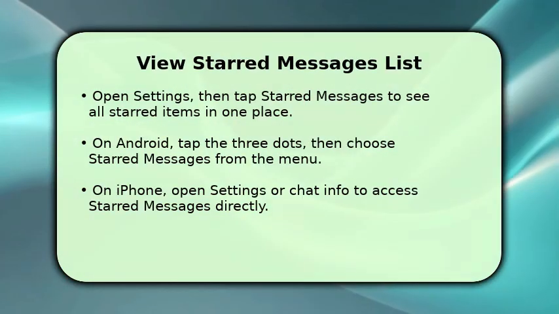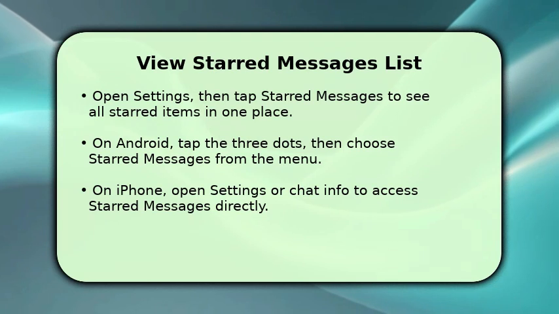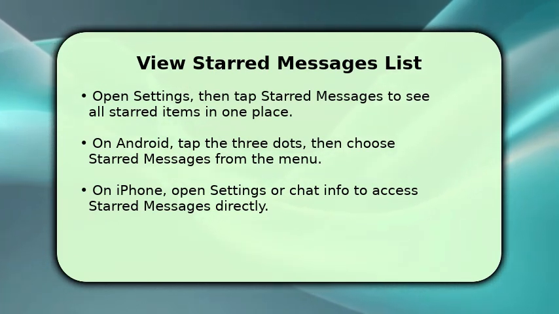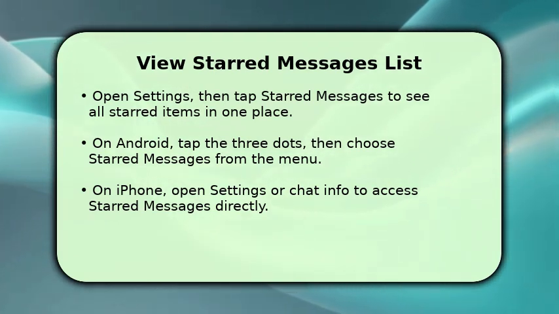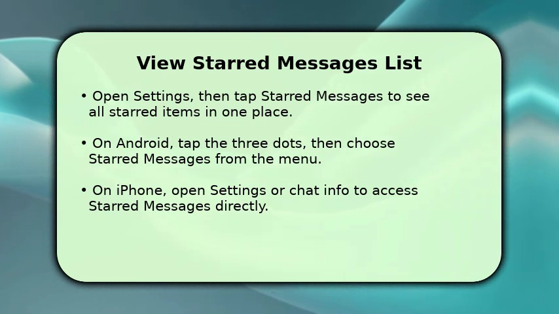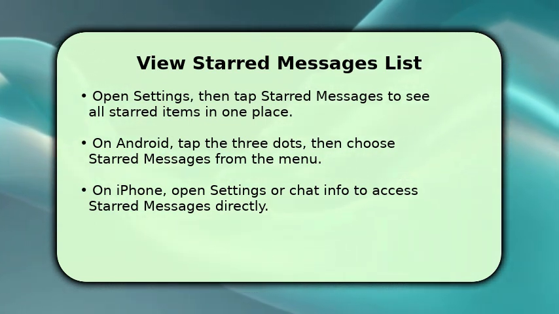Open WhatsApp and access the main menu to find starred messages quickly. On Android, tap the three dots in the top right corner to open the menu. Choose starred messages to view all items you have marked across chats.